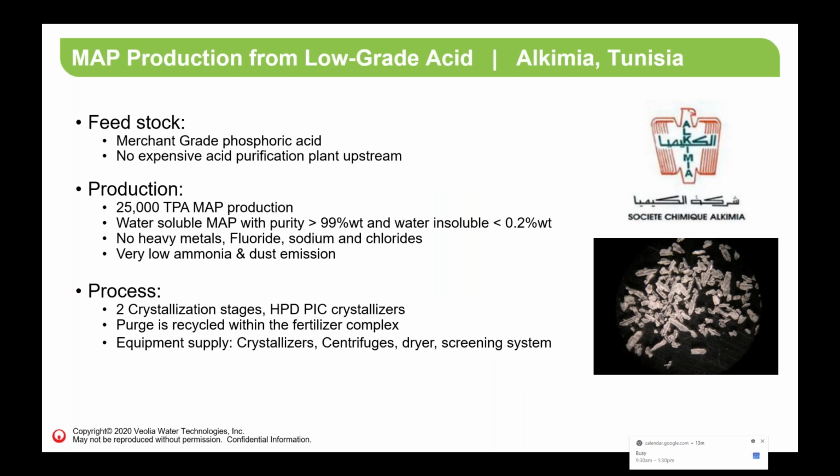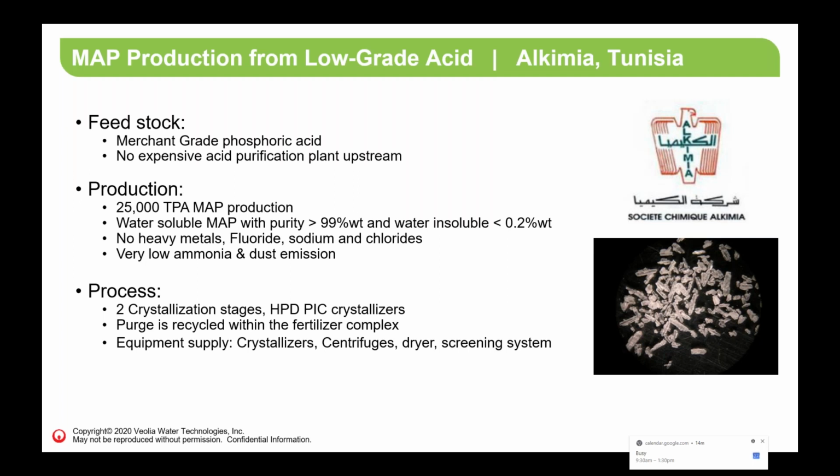An example for MAP production from a low-grade acid is our plant in Tunisia for our client Alchemia. We use merchant-grade acid. They don't have any purification process in their fertilizer complex, and we can achieve 25,000 tons per annum of water-soluble MAP production with a purity higher than 99%. So it's a 12-61-0 with water insolubles less than 0.2%, no heavy metals, no sodium, no fluorides, no chlorides. And we also have guarantees on ammonia emission and dust emission, and they were very low.